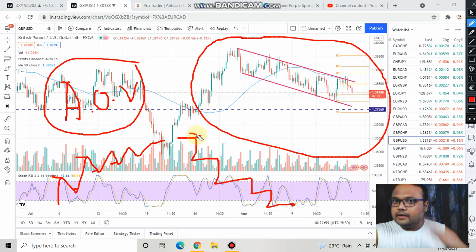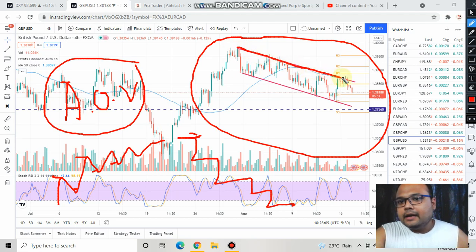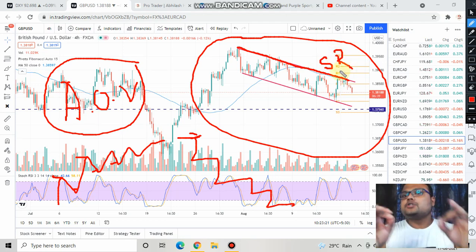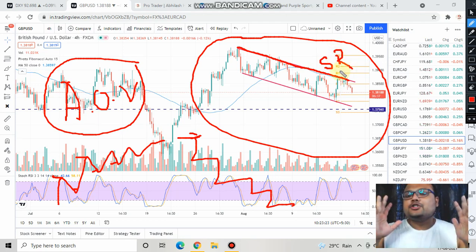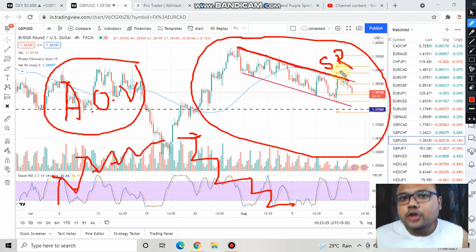Therefore, in a downtrend market, area of value is always near the resistance, and you can see that we have a resistance here in the form of a trend line. And as you can see, GBP USD is seriously respecting this trend line as a strong resistance. Therefore, I'll request you, my dear friends, that you should also draw these lines in your charting platform so that you do not miss these opportunities.